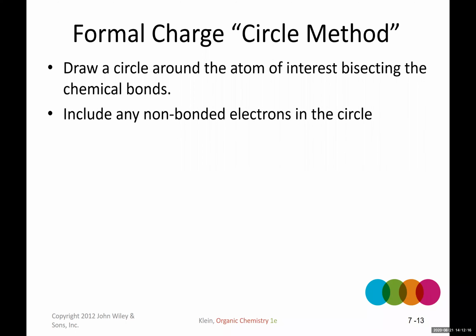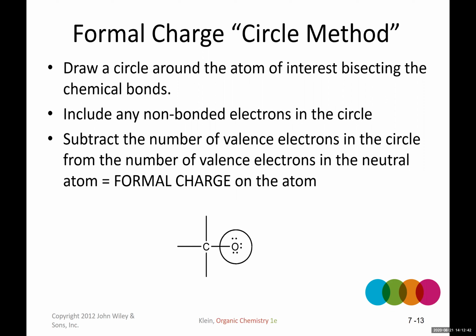So what we do is we draw a circle around the atom that we're focused on. And we are bisecting the bond to the atom. There's only one bond to the atom. If there are two, we would bisect both bonds. The lone pairs of electrons are enclosed in the circle. Okay.